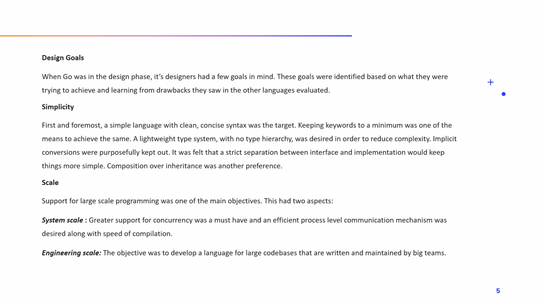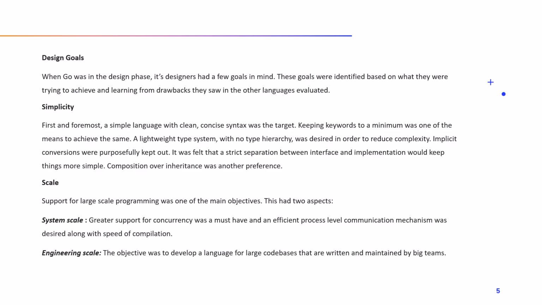Design goals of Go. When Go was in the design phase, its designers had a few goals in mind. These goals were identified based on what they were trying to achieve and learning from drawbacks they saw in other languages evaluated. Simplicity. First and foremost, a simple language with clean, consistent syntax was the target. Keeping keywords to a minimum was one of the means to achieve the same. A lightweight type system with no type hierarchy was desired in order to reduce complexity. Implicit conversions were purposefully kept out. It was felt that a strict separation between interface and implementation would keep things simpler. Composition over inheritance was another preference.